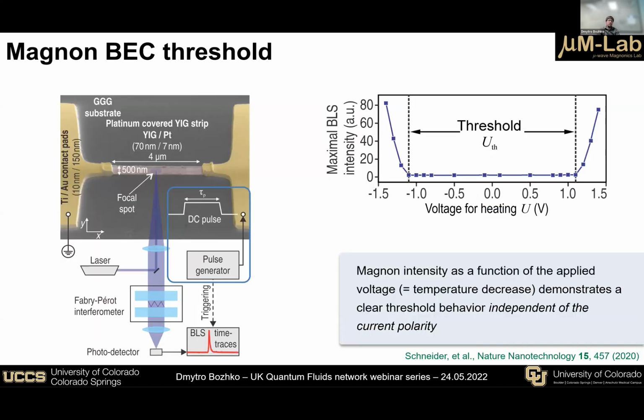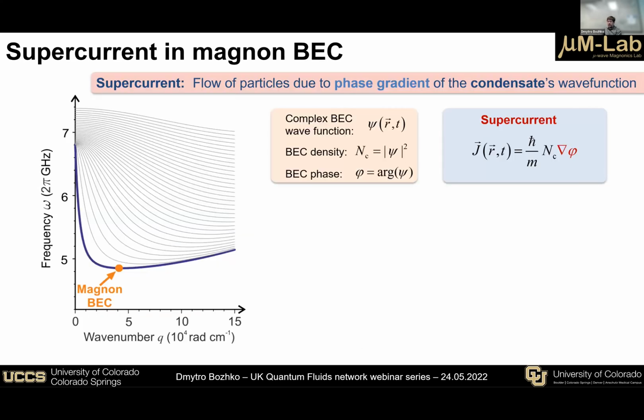And we did additional tests in order to exclude the effects of spin pumping from the platinum. So additional generation of magnons from the platinum heater does not occur. Our signal is symmetric with respect to the applied current direction through the platinum heater. And we also did experiments with other metals like gold and titanium. So it also works. All right.